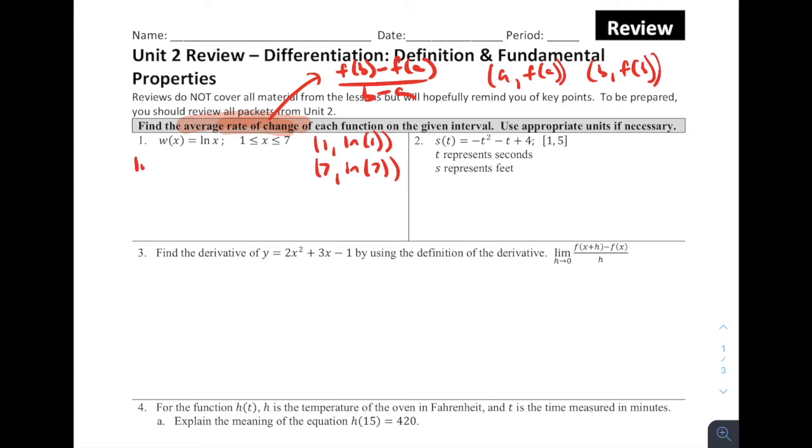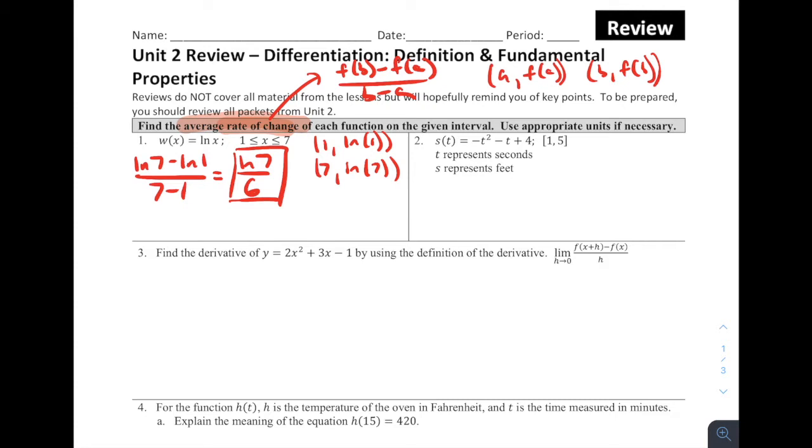So this is going to be the natural log of 7 minus the natural log of 1, all divided by 7 minus 1. If you remember your natural log graph, you might remember that the natural log of 1 is 0. If you look at the natural log graph, 1 comma 0 is on it. So this is going to equal just the natural log of 7 divided by 6. We can get some sort of decimal equivalent, but this would be our exact answer for number 1.